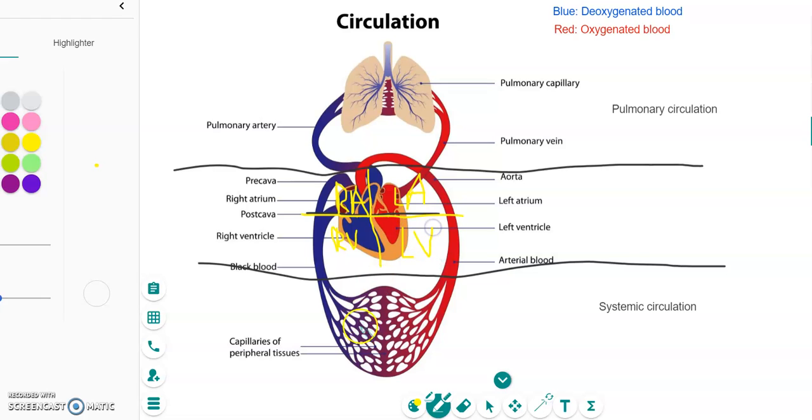Deoxygenated blood will flow into the right atrium through the vena cava, which is a vein, and that comes in from the body. From the right atrium, blood will then be pumped to the right ventricle, and then pumped out of the pulmonary artery, which is shown here, to the lungs, where it will be oxygenated.